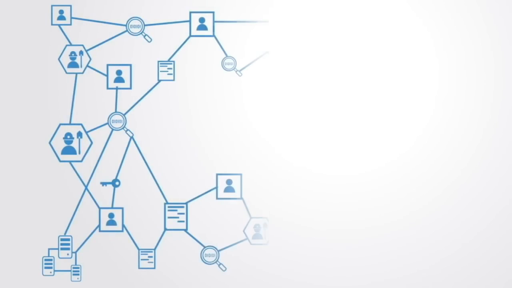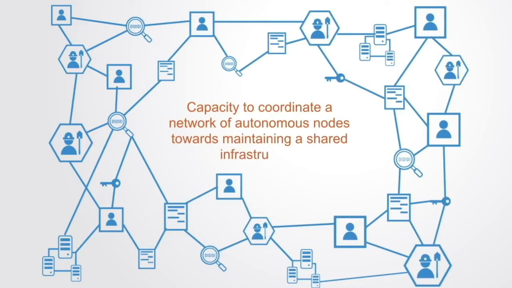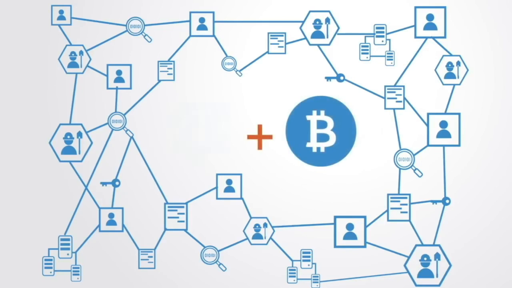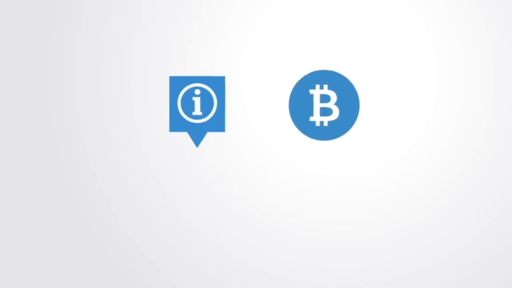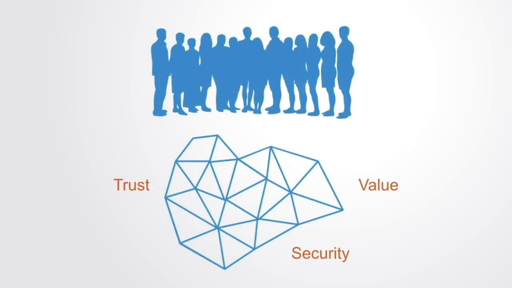The great design innovation of the blockchain is really its capacity to coordinate a network of autonomous nodes towards maintaining a shared infrastructure, and this is done not just through innovations in information technology, but also through the design of incentive systems, which has traditionally been the domain of economics. Through adding a layer of trust and value exchange to the internet, the blockchain merges our newly developed information networks with the institutional structures that sit on top of them. In so doing, it greatly strengthens the capacity of those networks as a new mode for organizing society and economy.